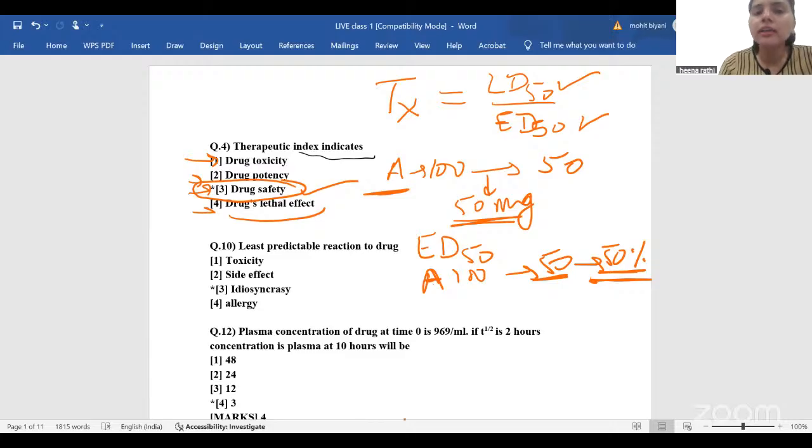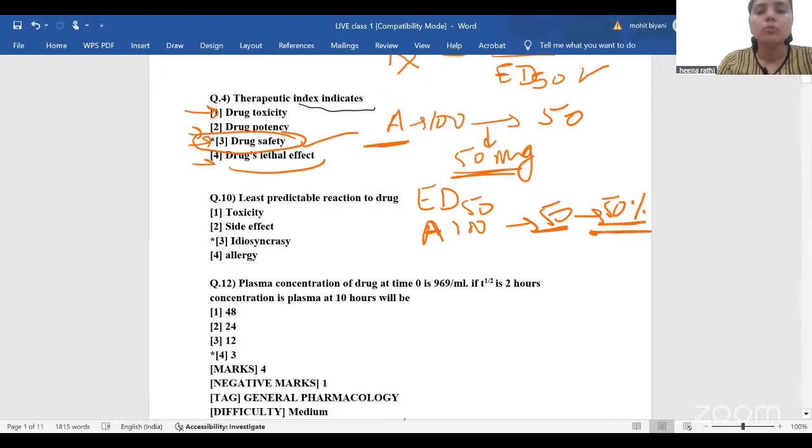So the therapeutic index tells about the safety of the drug. It does not tell about the toxicity of the drug. It does not tell about the potency of the drug. It does not tell about the lethal effect of the drug. It tells about the safety of the drug. Moving to the next question.